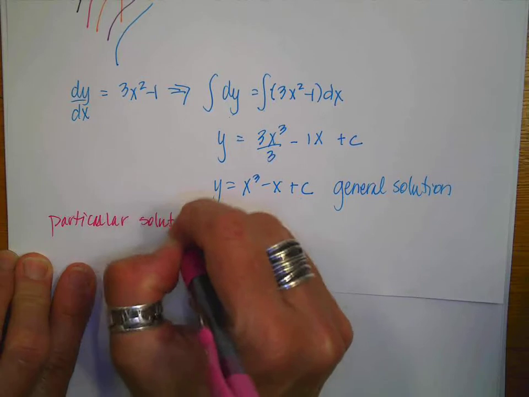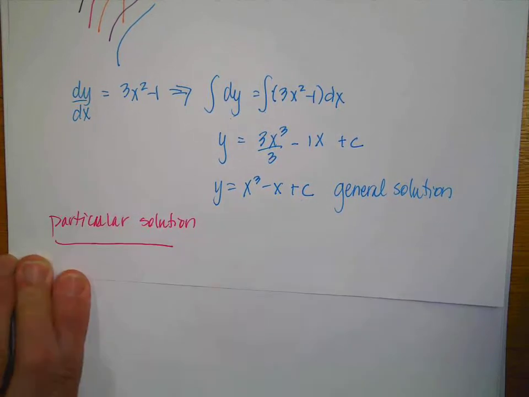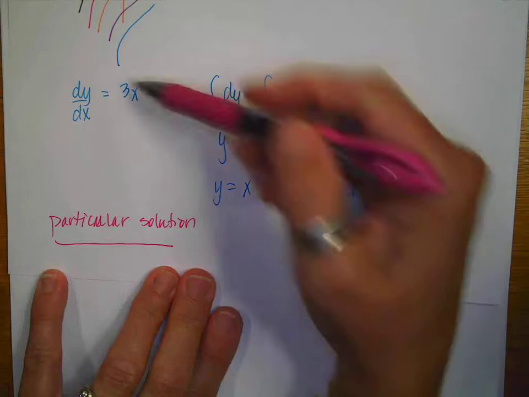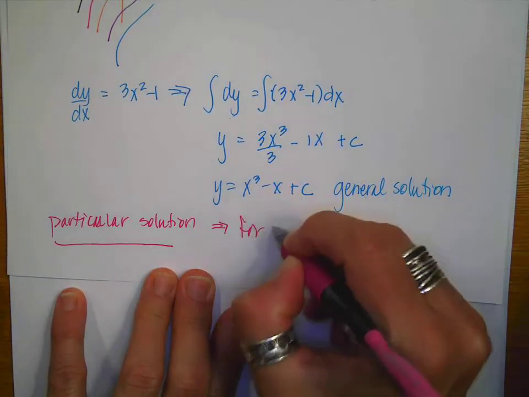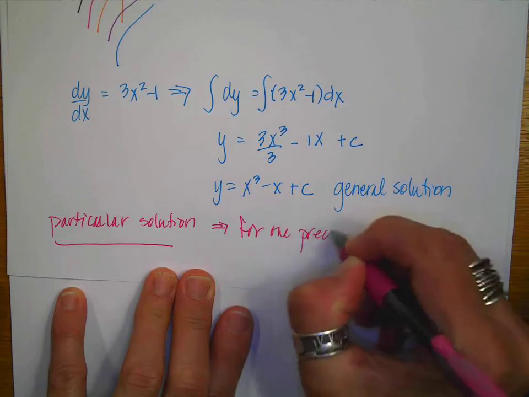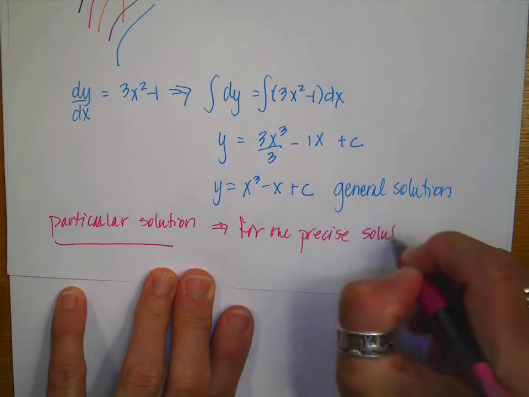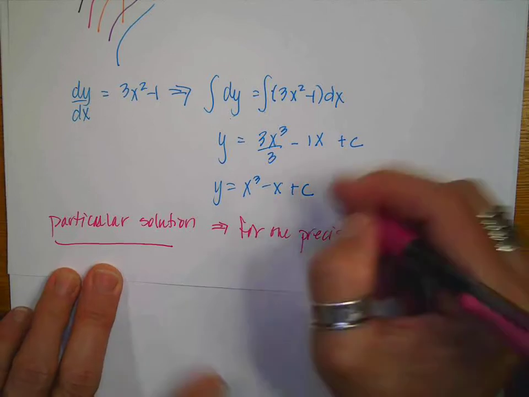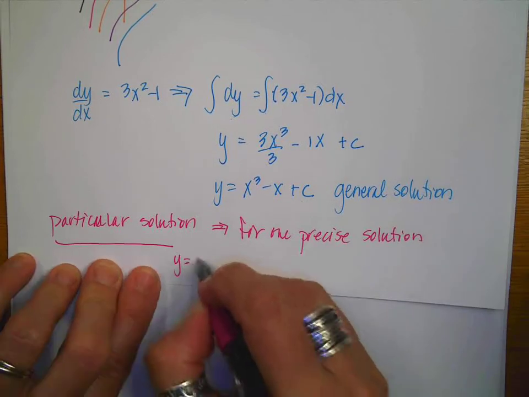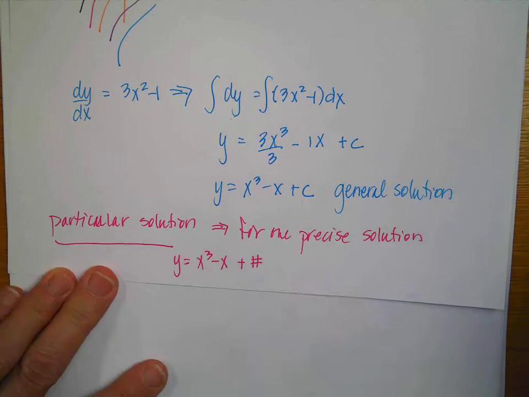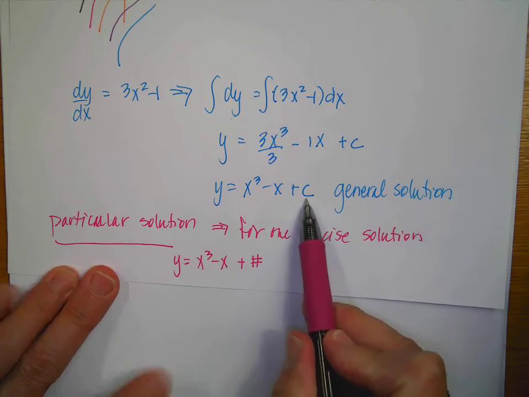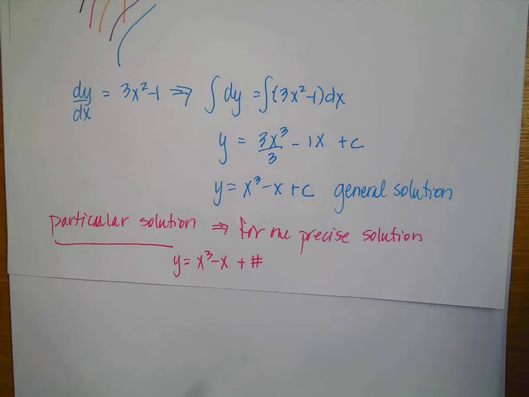solution, particular, P-A-R-T-I-C-U-L-A-R. So that means instead of having a family of curves, I am looking for one precise solution. So that means that I would get y is equal to x cubed minus x, and I'm just going to write a number. So that means that I would actually find the value of c. And so it would generate one specific curve.